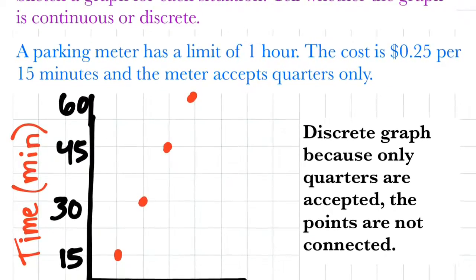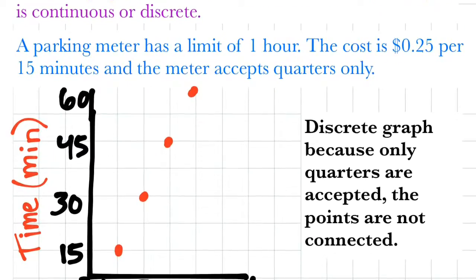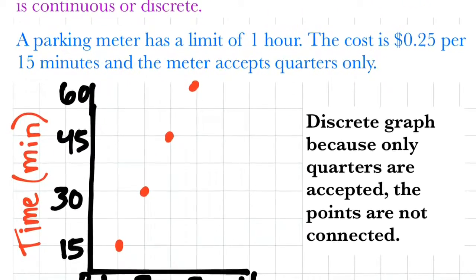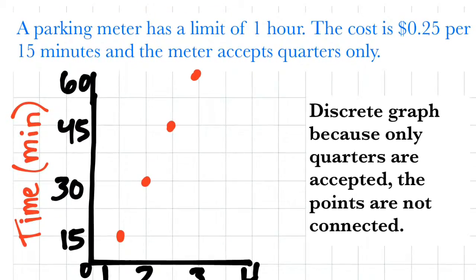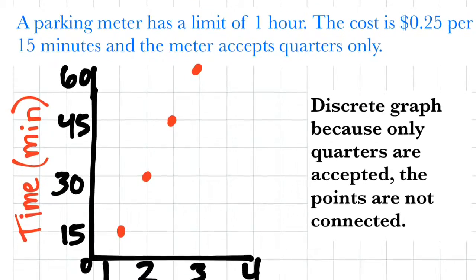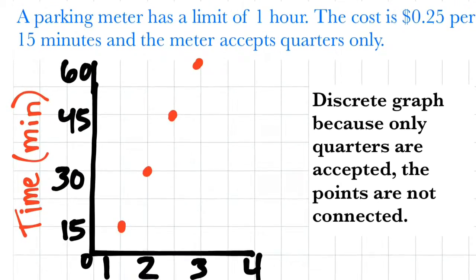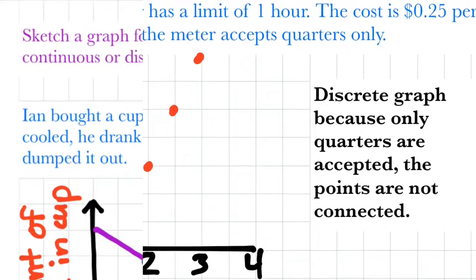So first you're going to make a graph of quarters and time, which is minutes, and plot the points on the graph. It's a discrete graph because only quarters are accepted, so the points are not connected. It's not in a line like a continuous graph would be.